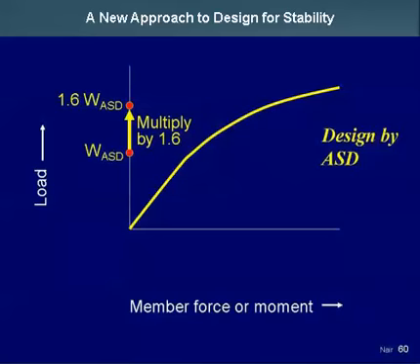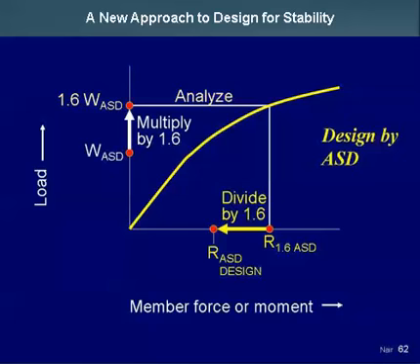So this is what you're required to do for design by ASD. You start with your ASD load combination, and you multiply it by 1.6. You analyze your structure for that increased load of 1.6 times the ASD combination, which gives you forces and moments that I'm calling R sub 1.6 ASD. Now you divide that by 1.6, and that gives you the forces and moments for design by AISC.